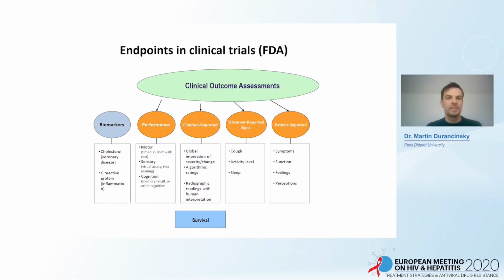These slides represent different endpoints that can be measured in clinical trials. And they go from biomarkers, clinician-reported, observer-reported, but what we are interested today, what I'm going to talk about, is patient-reported outcomes, and then can go from simple like symptom, function, perception to the multidimensional quality of life.